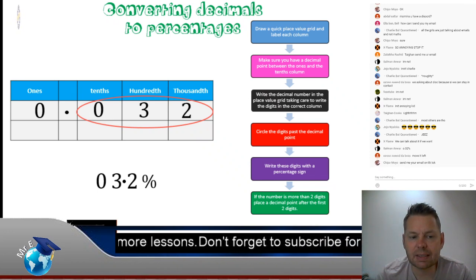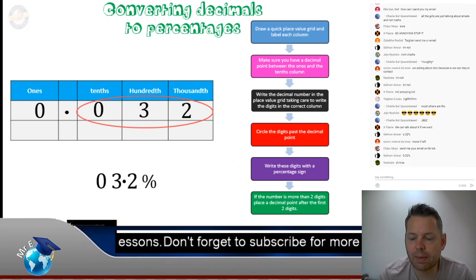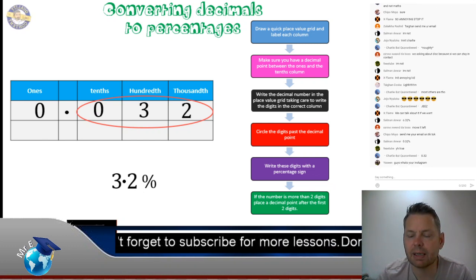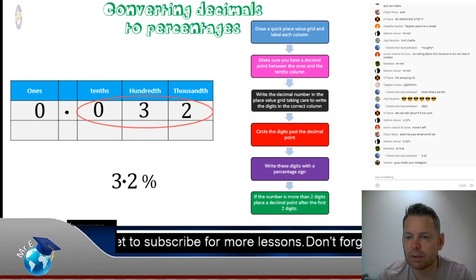So what we can do in this instance is we can get rid of our 0. We don't need a 0 at the front, so we can get rid of our 0. And it becomes 3.2%.